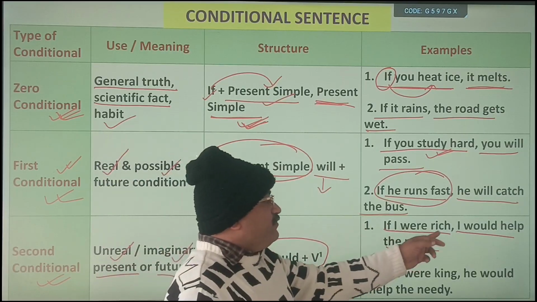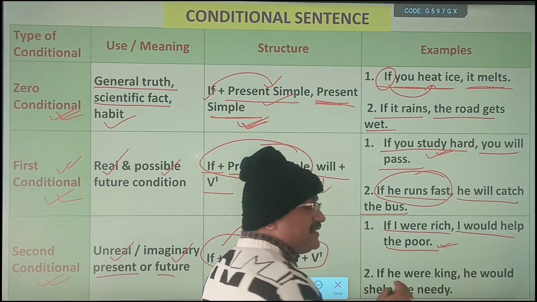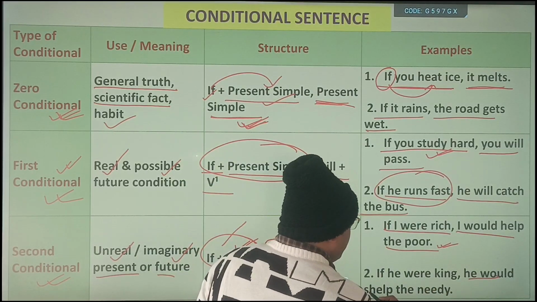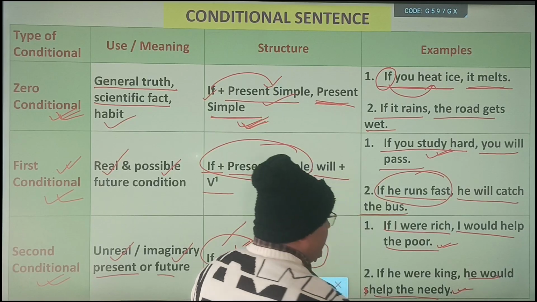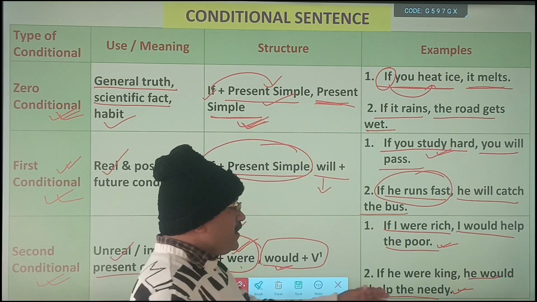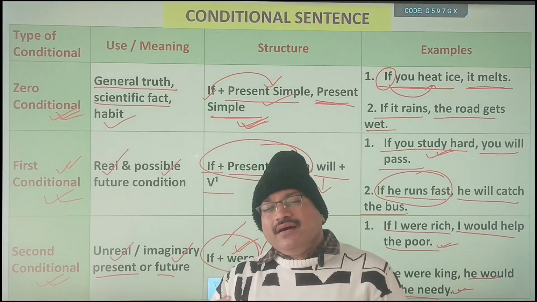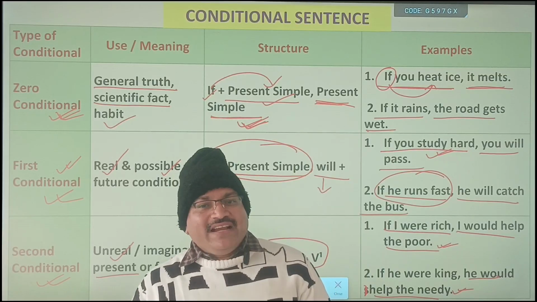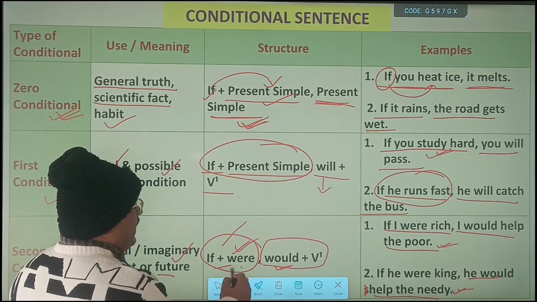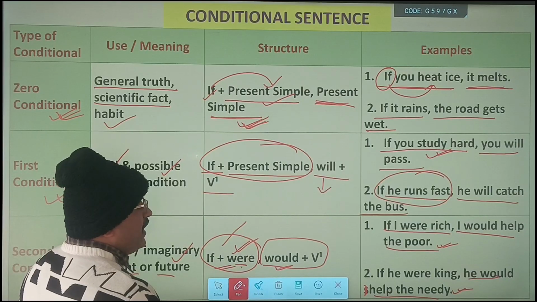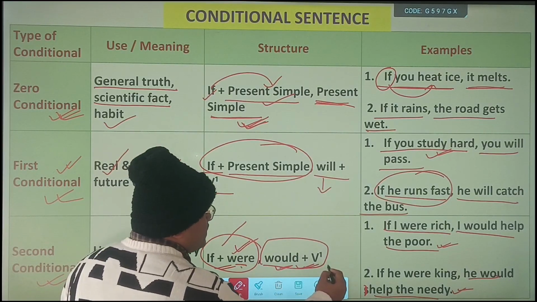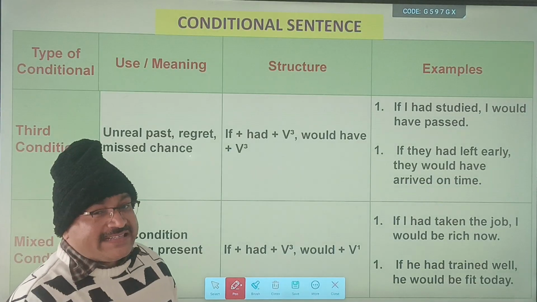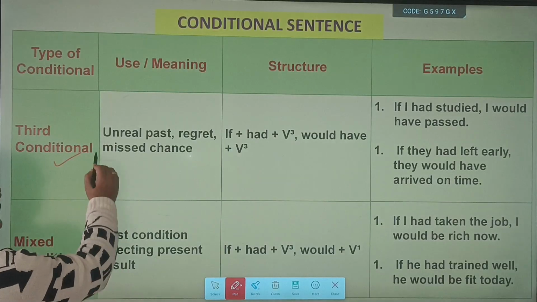Yes or no? If I were rich, I would help the poor. This is imagination, unreal. If he were king, he would help the needy. So, second conditional is what? Unrealistic, imaginary, less possibility to happen. So that is why we use this structure: if plus were, and then in the main clause would plus V1. If I were rich, I would help the poor. Very simple.